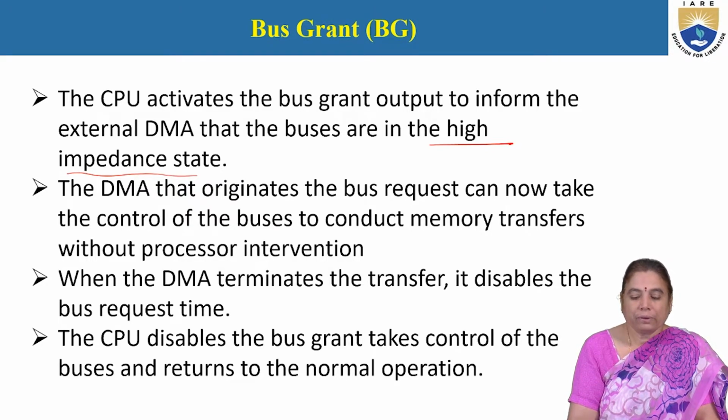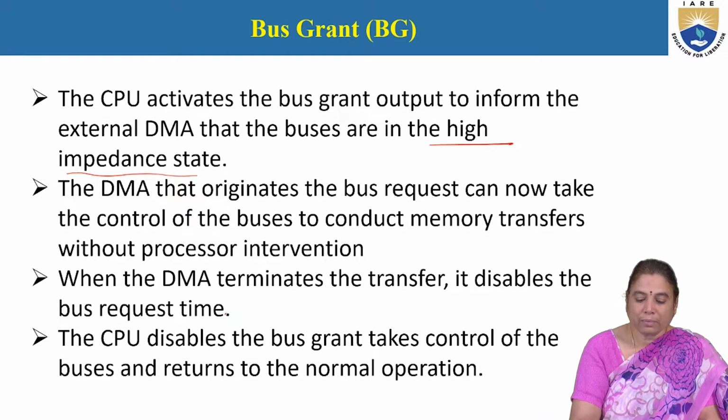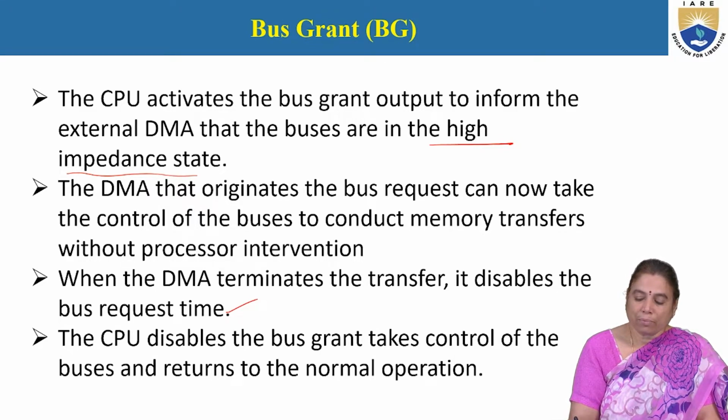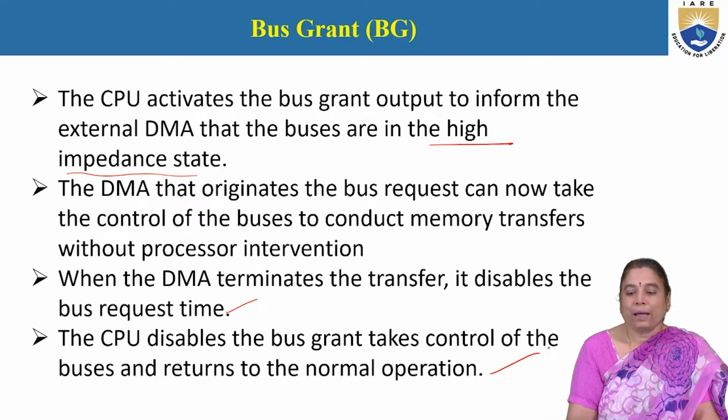The DMA that originates the bus request can now take control of the buses to conduct memory transfers without processor intervention. When DMA terminates the transfer, it disables the bus request. So the CPU disables the bus grant, takes control of the buses and returns to normal operation. Thereby the DMA controller uses two control signals in order to control the data transfer between peripheral devices and the memory. Those control signals are bus request and bus grant.